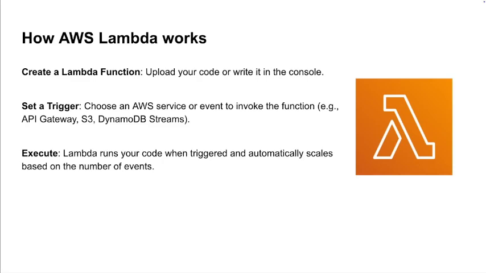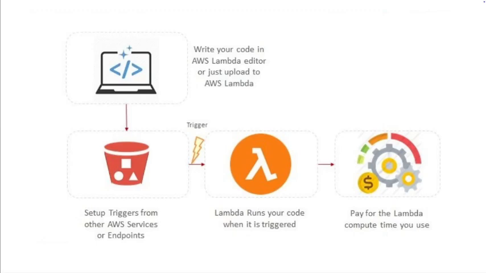Now Lambda runs your code when it's triggered and automatically scales based on the number of calls. So if 1 million people are calling this function at the same time, all that happens is AWS manages the requests, and you're charged based on the number of requests made on this function. You can use AWS CloudWatch to monitor and track the performance of this function. This image clearly explains how this works. You've written a Lambda function such that it's triggered when a file is uploaded into the S3 bucket. The function runs, and you're charged based on the compute time of the function.